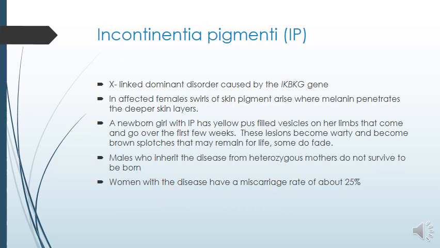Incontinentia pigmenti, IP, is an X-linked dominant disorder caused by the IKBKG gene. In affected females, swirls of skin pigment arise where melanin penetrates the deeper skin layers. A newborn girl with IP has yellow pus-filled vesicles on her limbs that come and go over the first few weeks of life. These lesions become warty in appearance and then become brown splotches that may remain for life. Some, however, do fade. Males who inherit the disease from heterozygous mothers do not survive to be born. Women with the disease have a miscarriage rate of about 25%.